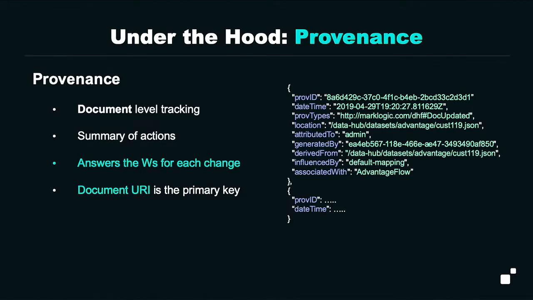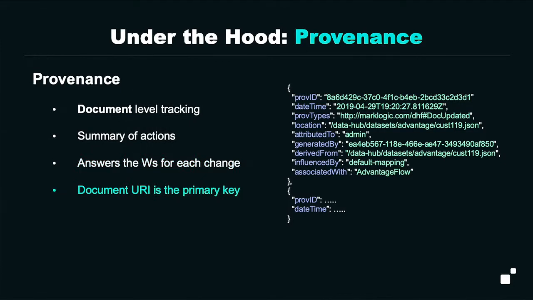It was generated by a specific provenance ID before this. This is the staging data. It was derived from another document. It was in the default mapping, and it was associated with the advantage flow. So you get a complete 360 about all this. So when you run it through, you'll get dozens of these for your documents that you can then aggregate together and show the full life cycle of what happened.